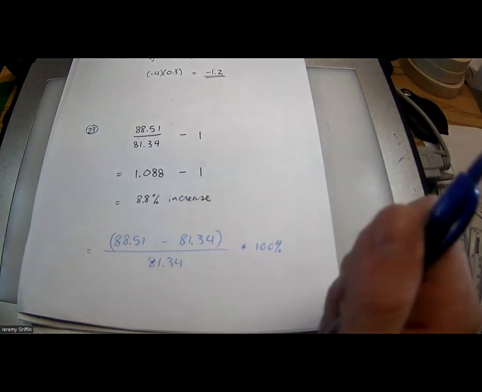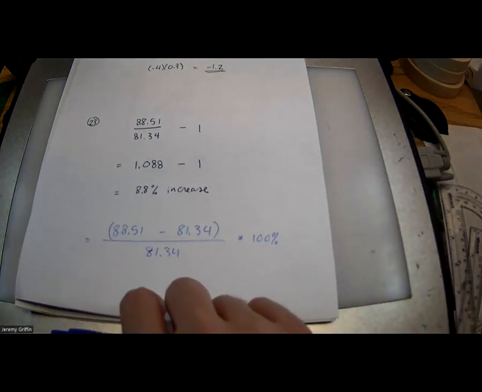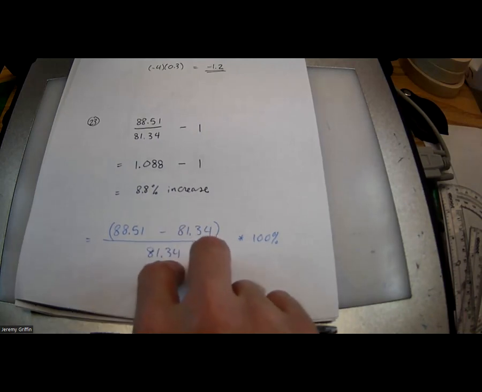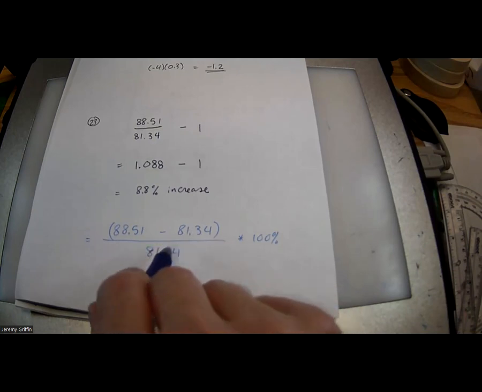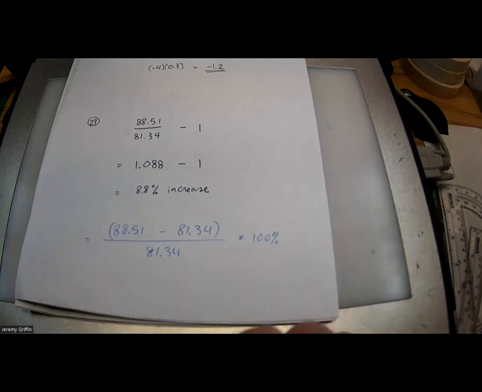So 8.8% increase. Now, you could also do it this other way that I did in blue ink down here. So you could do new minus old, all divided by old, all times 100%. It's the same answer. So a couple different ways to get to that.